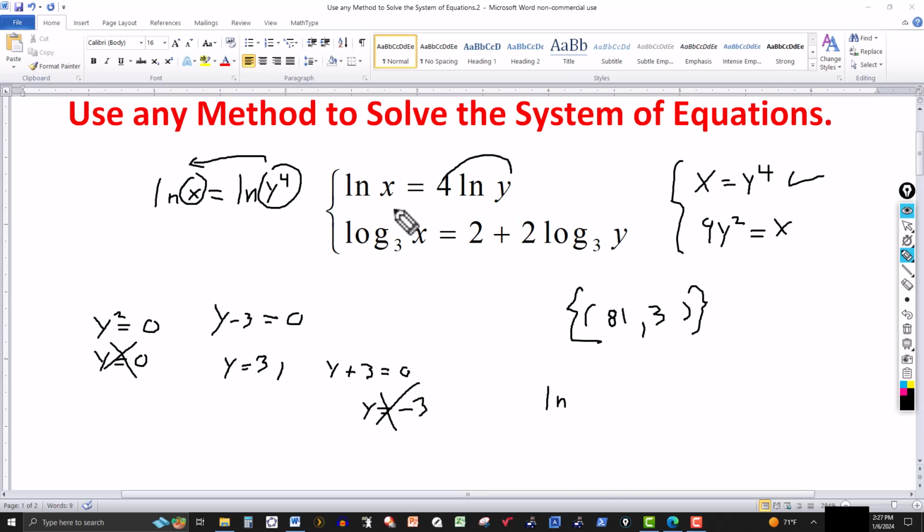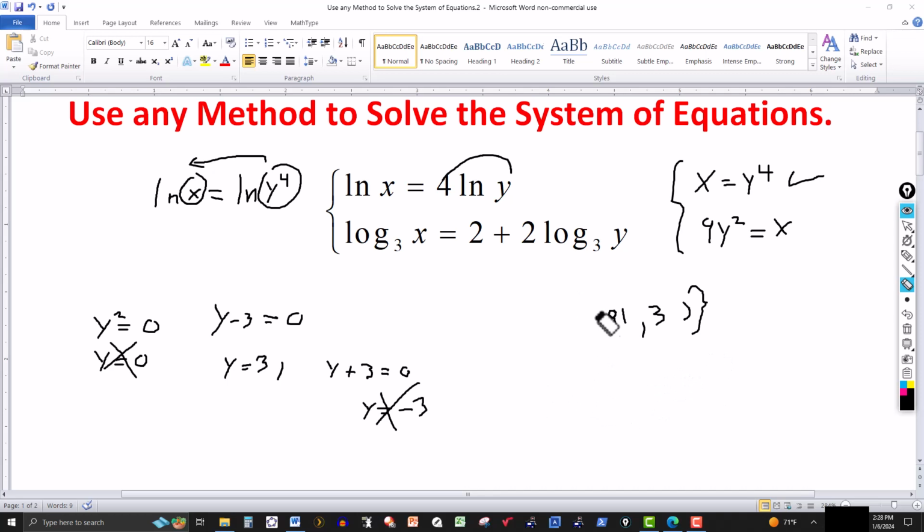So if we try to check the first one, x is 81, so this will be the natural log of 81, and on the right side, I'd have 4 natural log of 3. So natural log of 81, does that equal 4 times the natural log of 3? Yes, because this is the same thing as bringing this power over here. 3 to the 4th is 81, so I get natural log of 81 equals natural log of 81. So that does check.